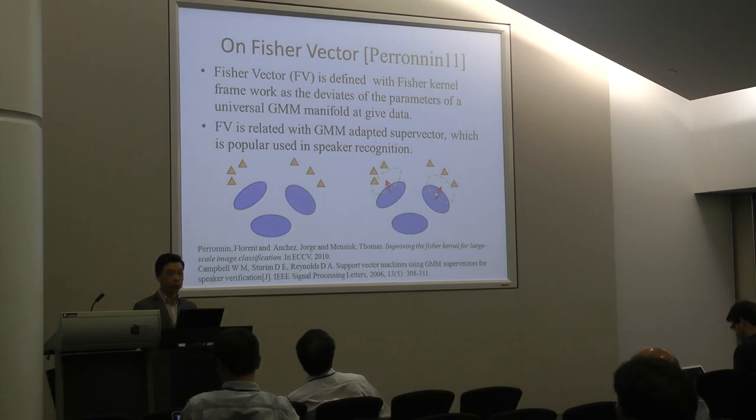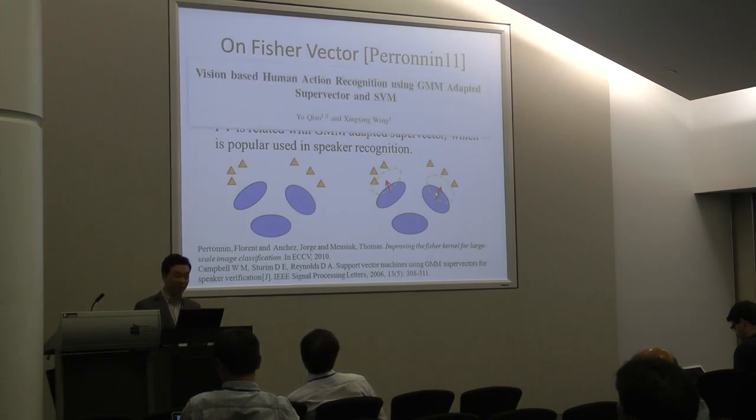Actually, a few years ago, we wrote a manuscript on the GMM adapted supervector for action recognition. But unfortunately, this paper was rejected a few times. Later, we realized some other public Fisher Vector work and we gave up this idea. I just want to say that the performance of the Fisher Vector and the GMM adapted supervector is very similar. The key idea is near, although they were developed in different areas.